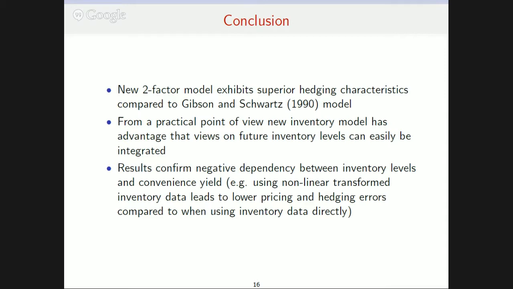Then from a practical point of view, this model is quite appealing because it allows you to directly include views on the inventory levels into the pricing. And our results also confirm the negative dependency between inventory levels and the convenience yield, which we already know from other empirical studies and which is in line with literature.